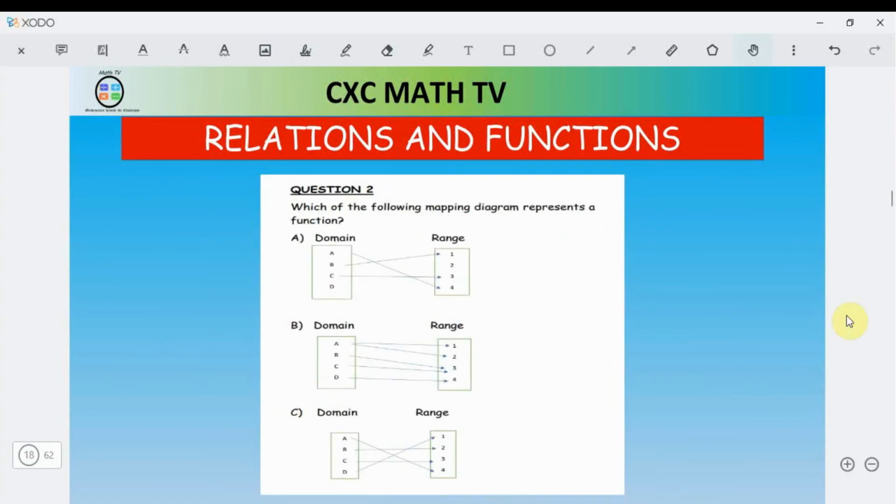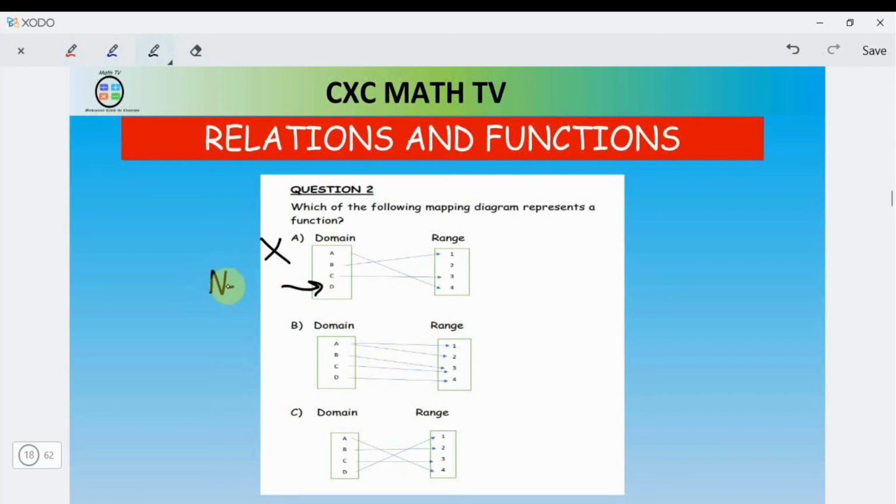All right, question 2 says, which of the following mapping diagrams represents a function? From the previous question, we said a function is where each element in the domain maps. So pause the video and attempt this question using that definition. All right, in doing this question, realize what happened. Well, clearly we realize that this one is out because element D is not mapped. So that can't be a function.